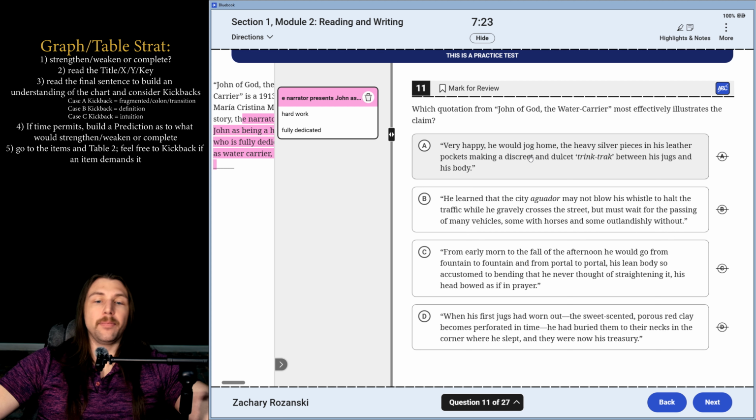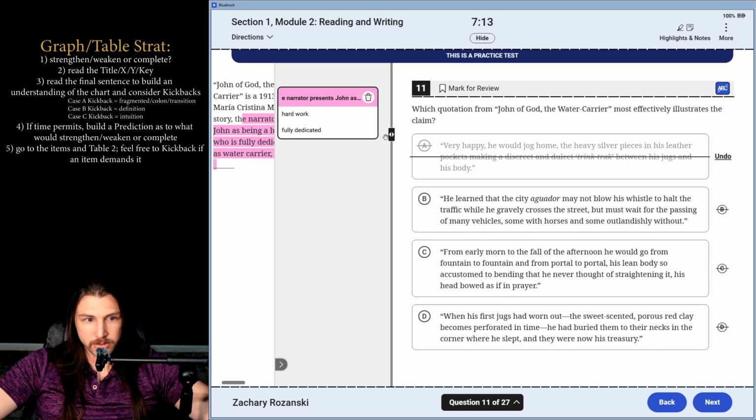Very happy he would jog home, heavy silver pieces in his leather pockets, making a discreet noise. This seems to be hard workers enjoy the aspect of work, not necessarily the dollary dues that they get from work.